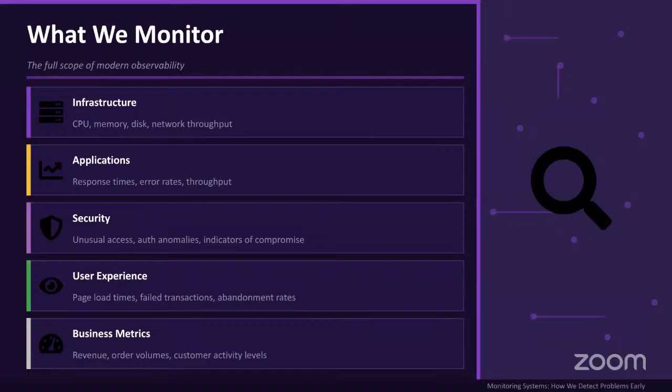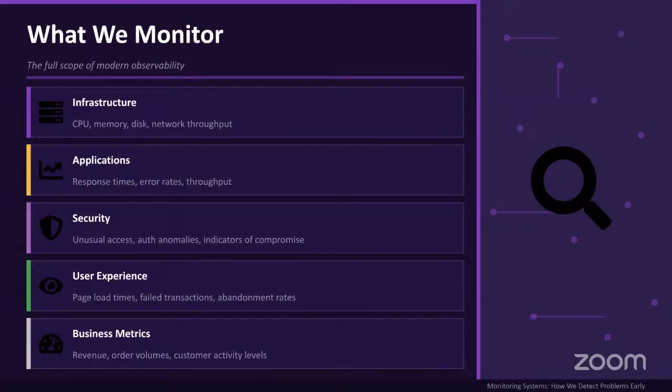We also have the application. We monitor how fast applications respond and how often errors happen. This tells us if users are having a good experience or not. We also monitor security, like unusual login attempts or suspicious behavior.